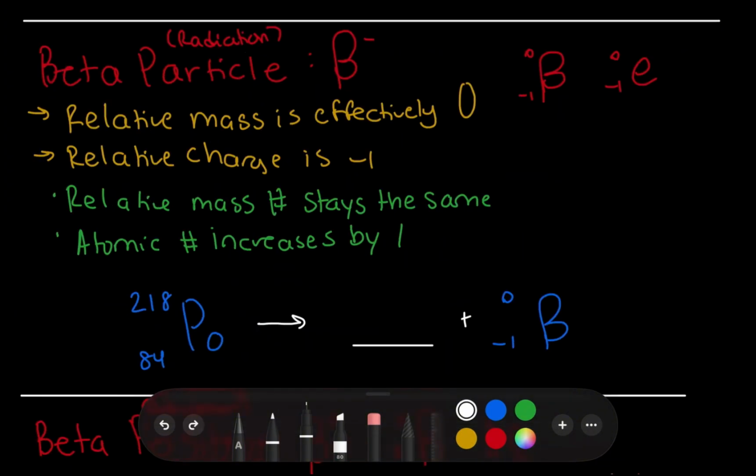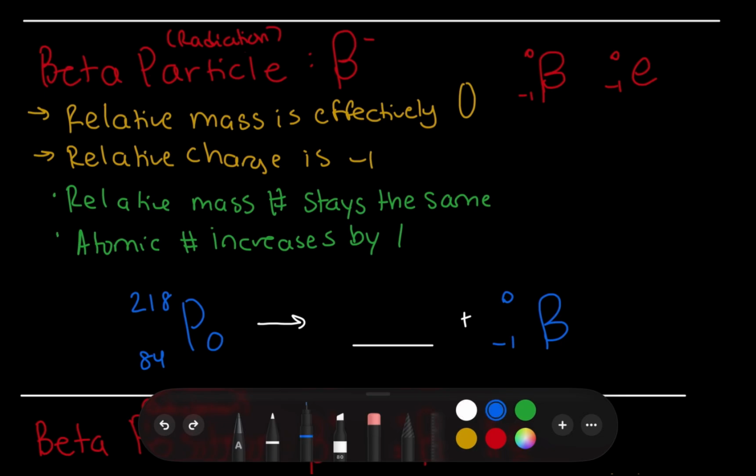Now let's talk about beta particles, or beta radiation. Now these particles have a relative mass that's effectively 0. Its relative charge is -1. But whenever we're doing the nuclear equations, we're going to keep the relative mass number the same, but the atomic number is going to increase by 1.